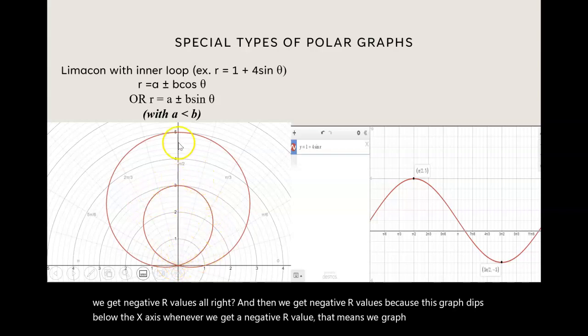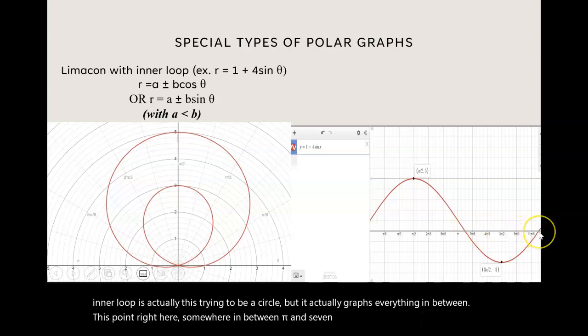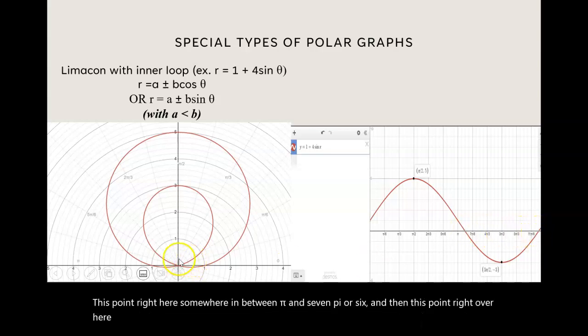So the inner loop is actually trying to be a circle, but it actually graphs everything in between this point right here, somewhere in between pi and 7 pi over 6, and then this point right over here, almost 2 pi. It graphs all of that backwards. So whenever you have a larger number in front of the sine or in front of the cosine, you're going to end up graphing it backwards.